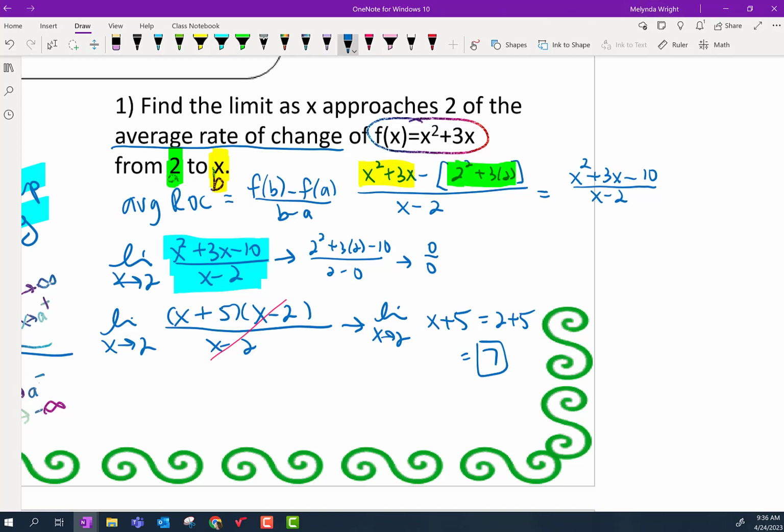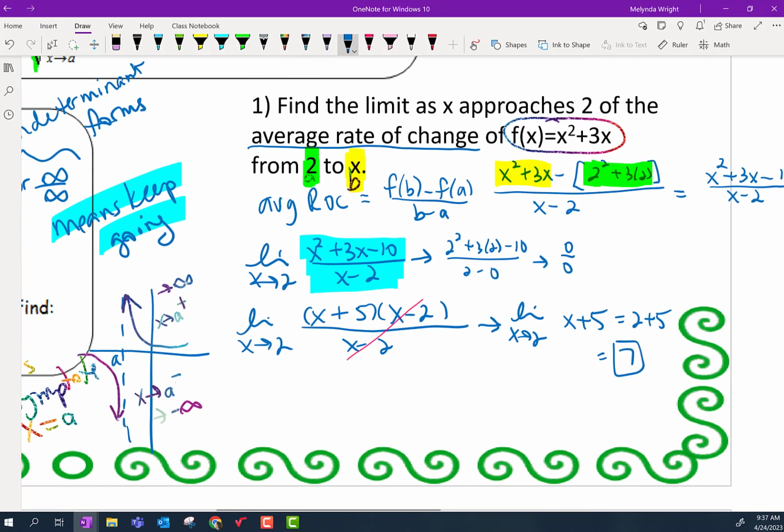All right, so let's move to the second page. We just have more examples. We're just going to continue to do more examples to try to get a little bit more comfortable with what we're doing here. All right, so let's go to page 2.